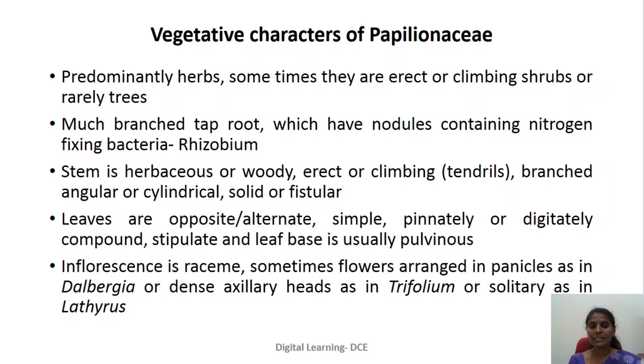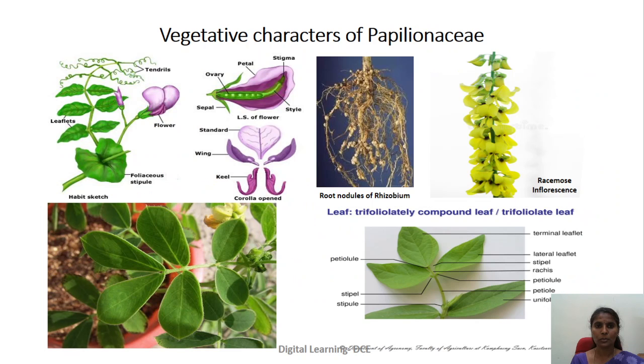The inflorescence of Leguminosae is of racemose type, or sometimes the flowers are arranged in groups called panicles, which is observed in Dalbergia, or dense axillary heads as found in Trifolium. Sometimes they may be solitary as in Lathyrus.